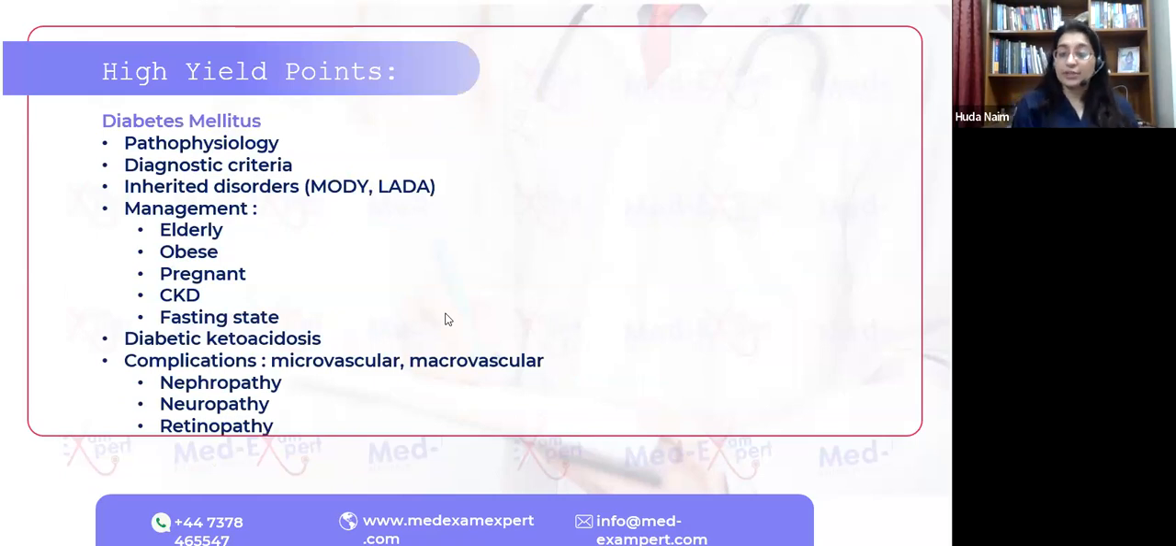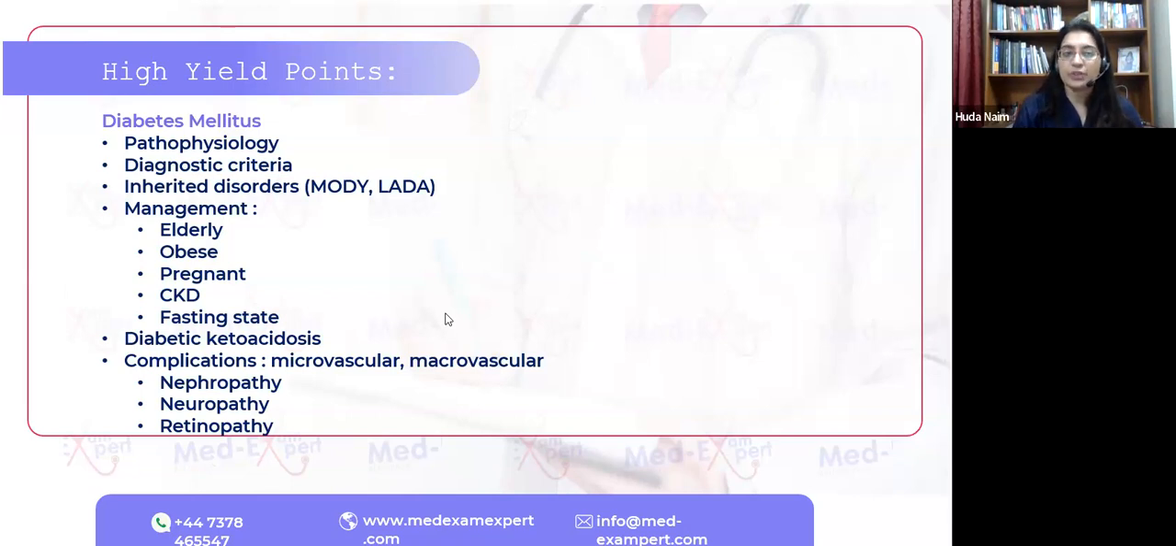So again, a question on diabetes, but what else do you need to know in diabetes? You need to know about the pathophysiology of type 1 diabetes and type 2 diabetes. You need to know the diagnostic criteria. If you think that the patient is diabetic, how would you test? What is the fasting range? What is the random blood glucose range? What is the HbA1c range? When is it raised? When is it low? All of these things. Then inherited disorders are very important: MODY and LADA, the maturity onset diabetes of the young, and the latent autoimmune diabetes in adults. Very important to know about these inherited disorders.